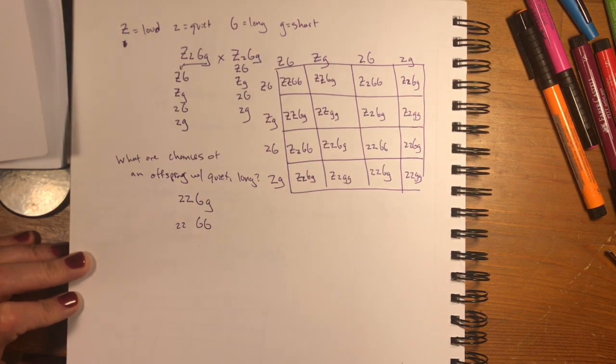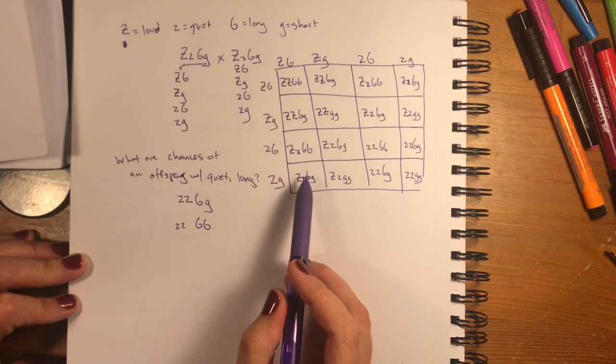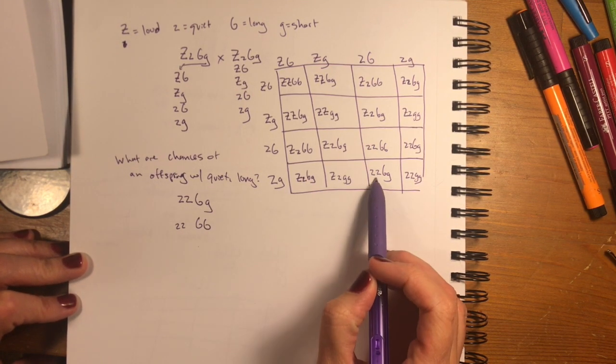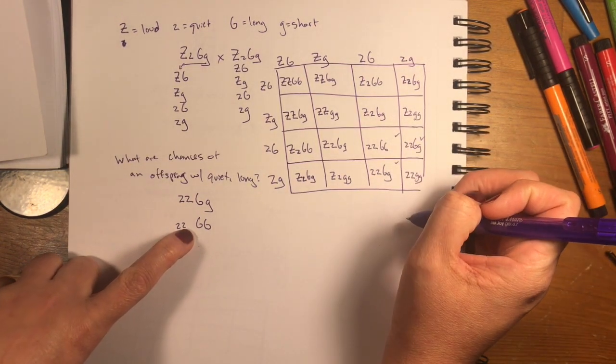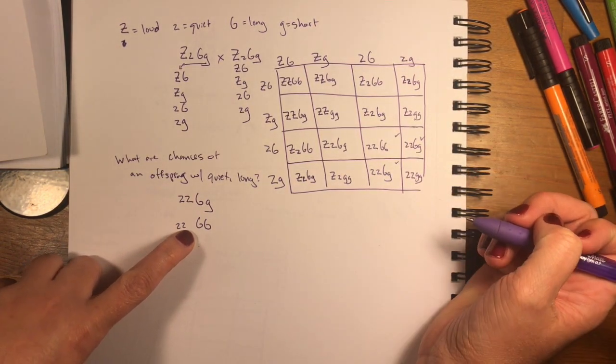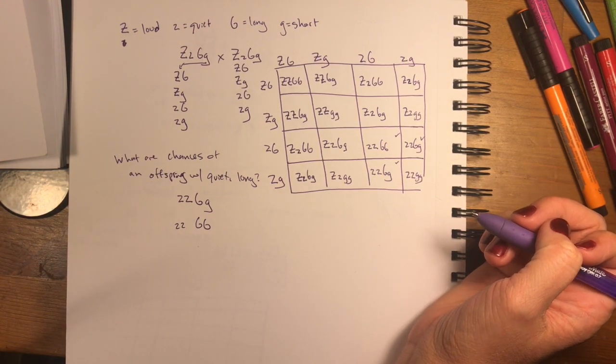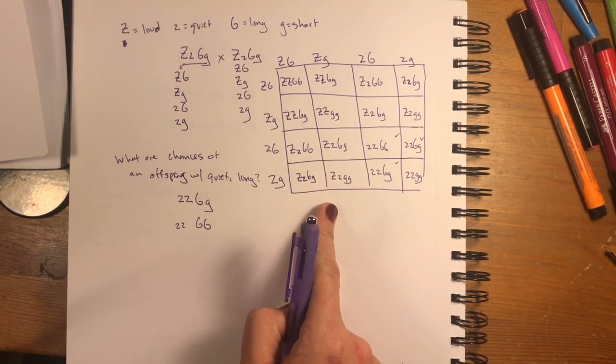So then you have to go through and count every time I see two little z's and some form of big G. So there's this one, there's this one, there's this one. Are there any more? I think that's it. So 3 out of 16. I could be missing some. It's very easy to miss stuff when you have this really big table.